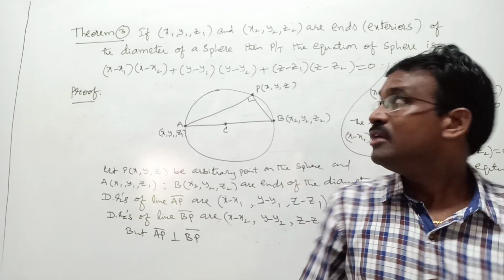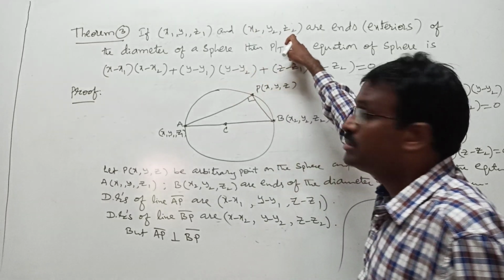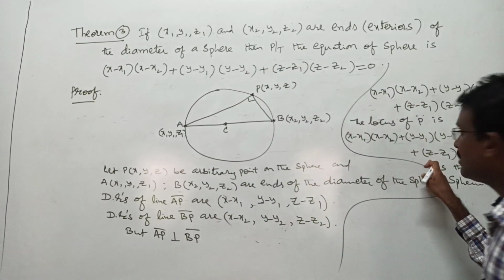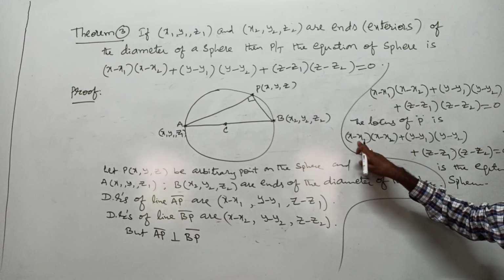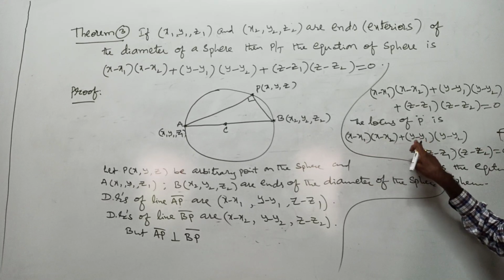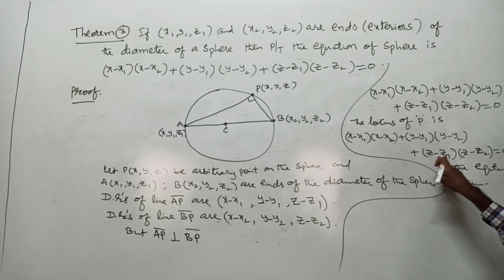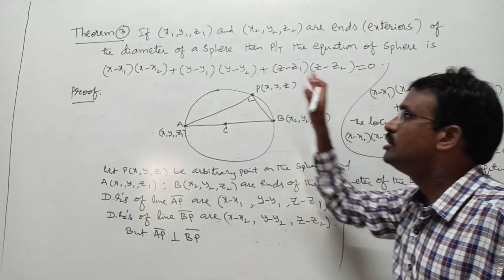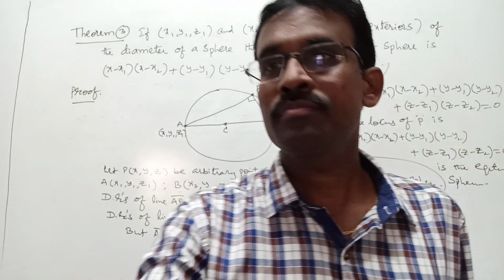That's all. If x1, y1, z1 and x2, y2, z2 are ends of the diameter of the sphere, then the equation of the sphere is x minus x1 into x minus x2 plus y minus y1 into y minus y2 plus z minus z1 into z minus z2 equal to 0. This is about your theorem number 3.